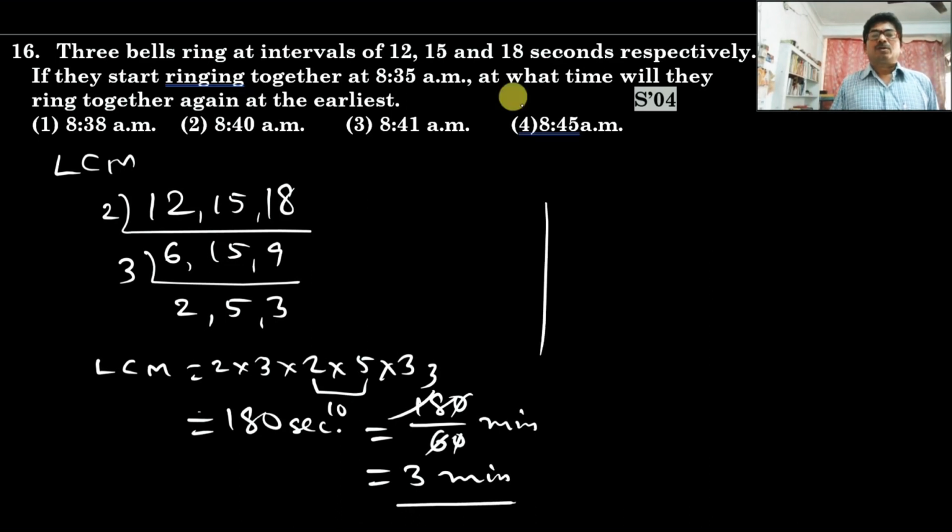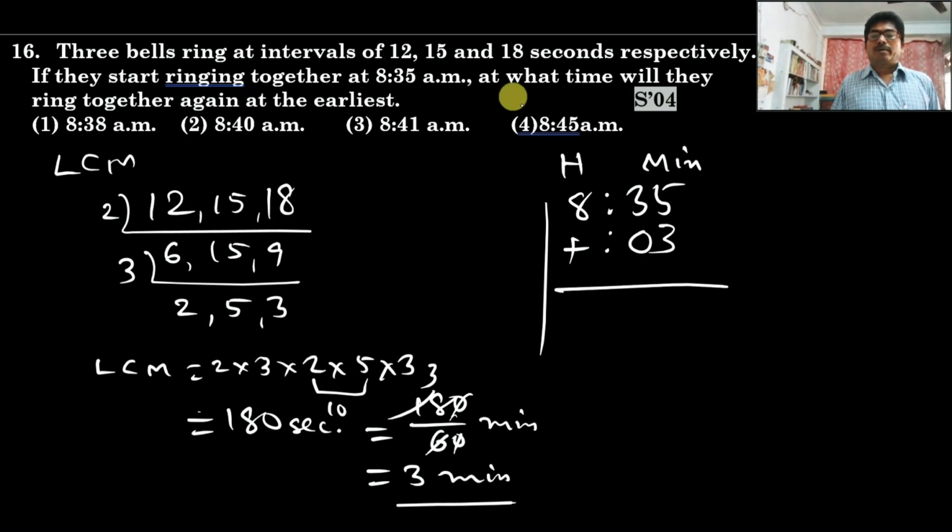3 minutes. They already rang at 8:35 am. So next time, 3 minutes later. These are hours, these are minutes. So we have to add 3 minutes. 8:38, 8 hours 38 minutes. Option 1.